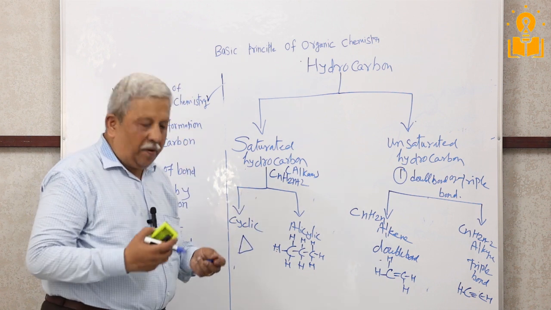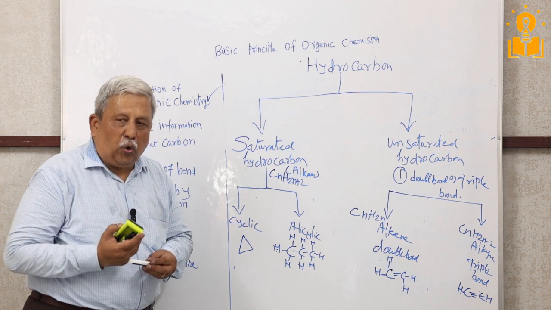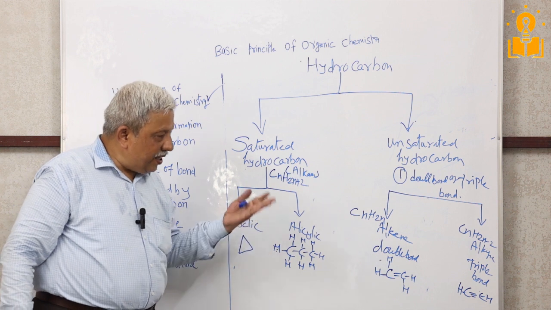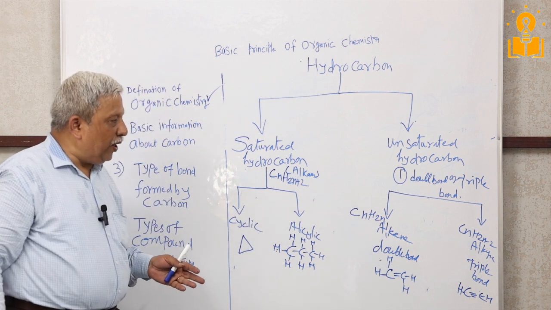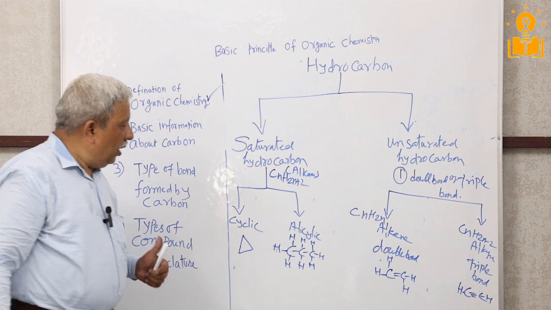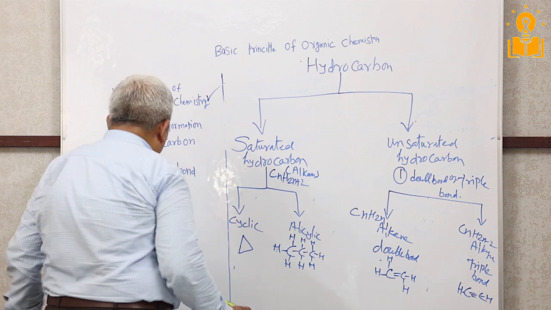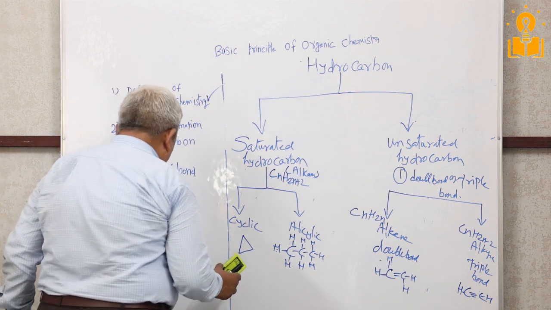Similarly, when alkene is present in a cyclic form or closed chain form, it is called cycloalkene. Same case for the alkyne. When it is in closed chain form, it is called cycloalkyne. Now, having said this, let us go for its nomenclature.